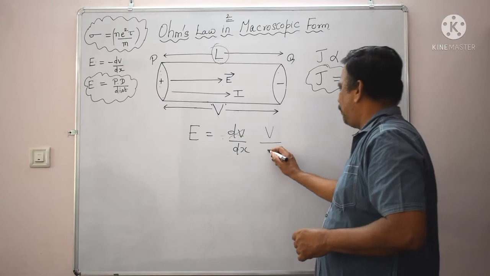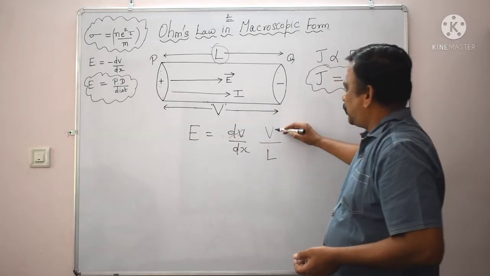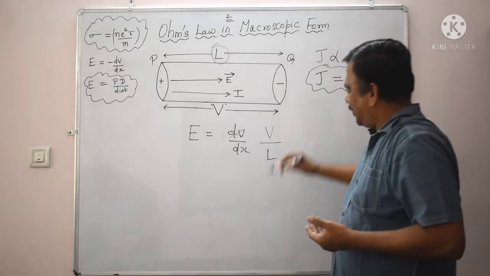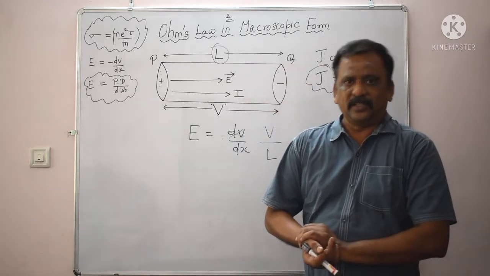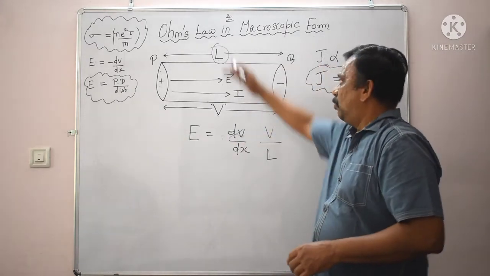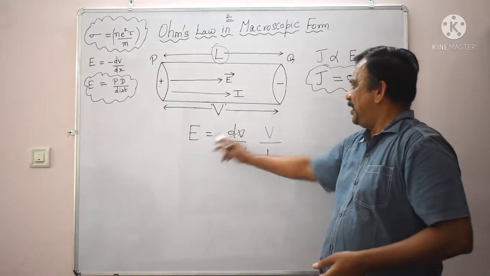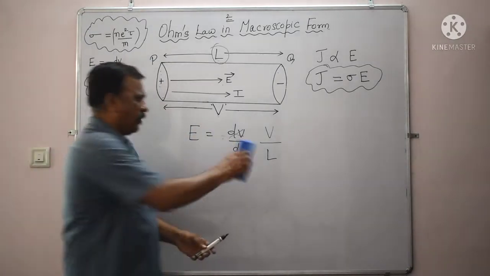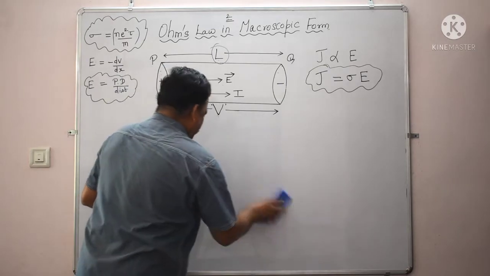So V divided by L. Electric field E can be expressed in terms of voltage like this: potential difference between the ends of the conductor divided by length of the conductor. Is it clear? You should remember this formula while dealing with Ohm's law in macroscopic form. So E is equal to V by L. Never forget this formula. It's a very important one, right? So we'll start the derivation.